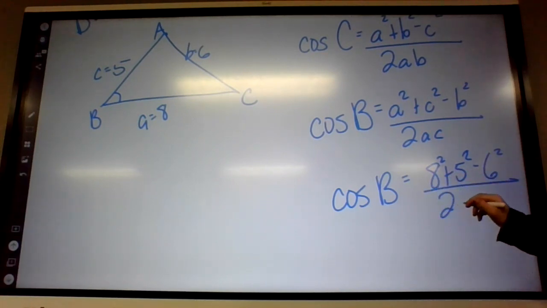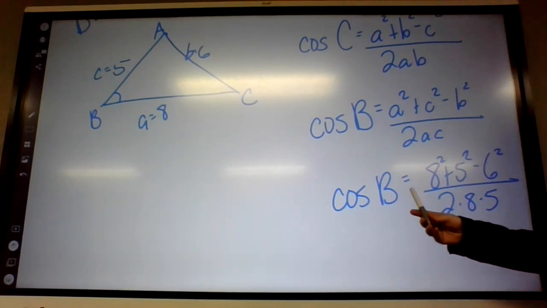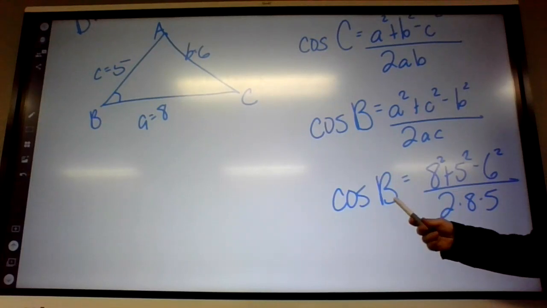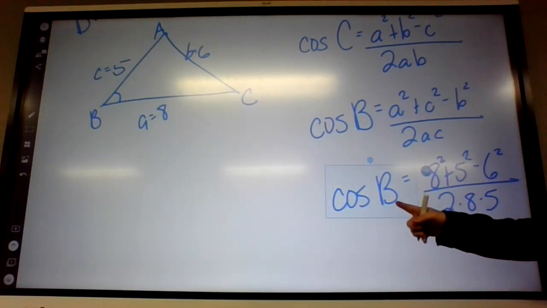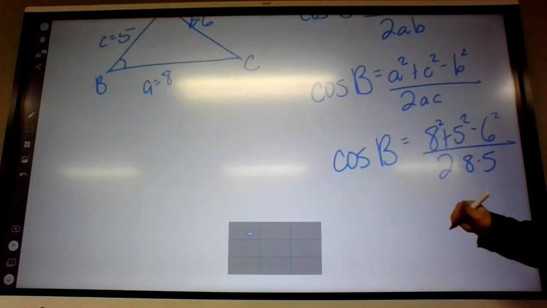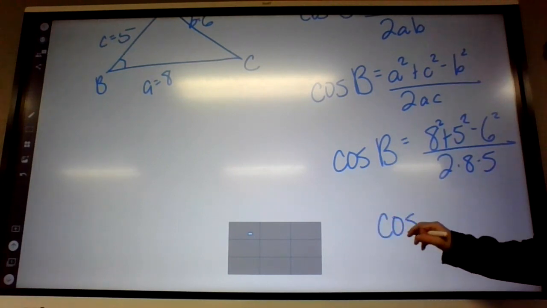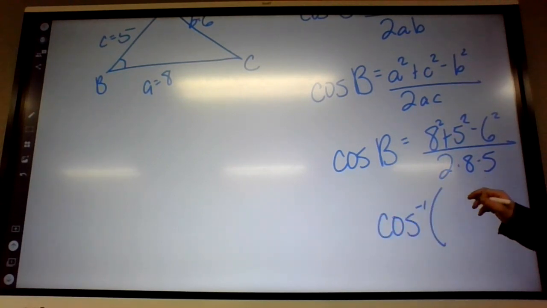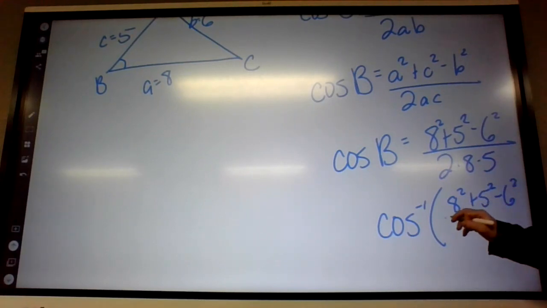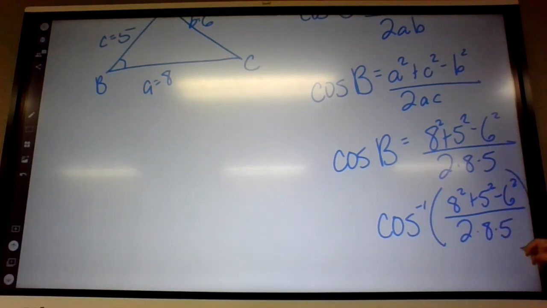Over 2 times 8 times 5. Now, the problem is this only tells me what cosine of B equals. So how do I find just angle B? You do cosine inverse. So really what we would need to plug in is like that. You could do the fraction first and then do cosine inverse of that, or you could just do it all in one step, cosine inverse of that.